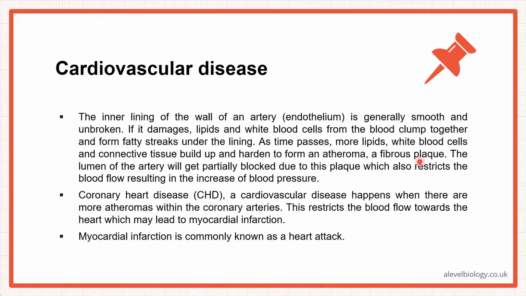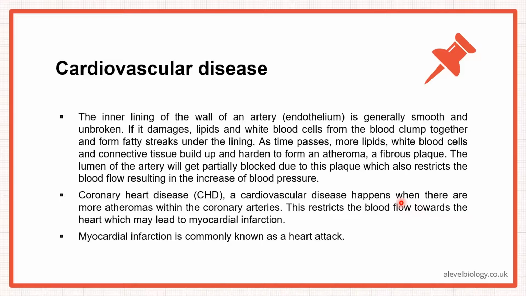So an atheroma is a fibrous plaque which develops in the inner wall of an artery when it gets damaged. The lumen of the artery will get partially blocked due to this plaque, which also restricts the blood flow, resulting in an increase in blood pressure. And because of this, a disease known as coronary heart disease develops, when these atheromas are formed in the coronary arteries, because coronary arteries are the arteries which supply the heart muscle.